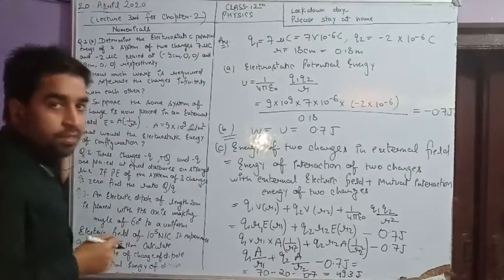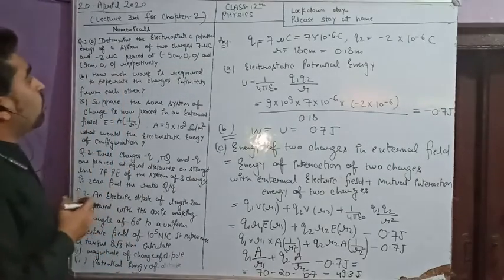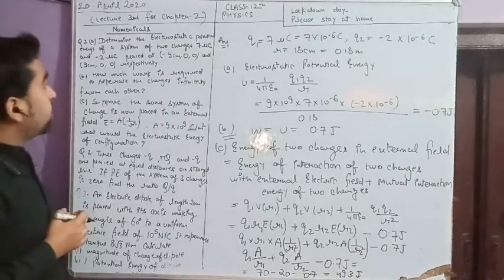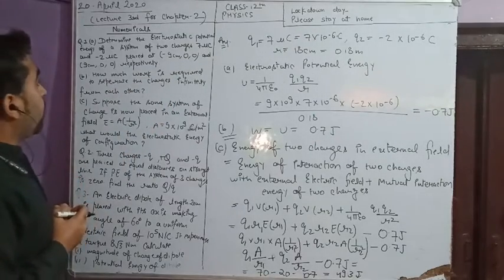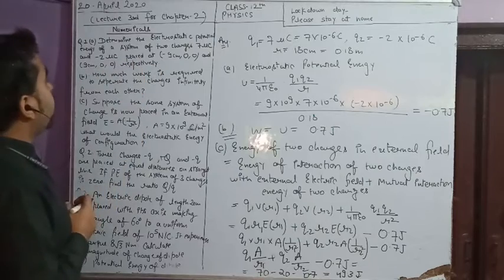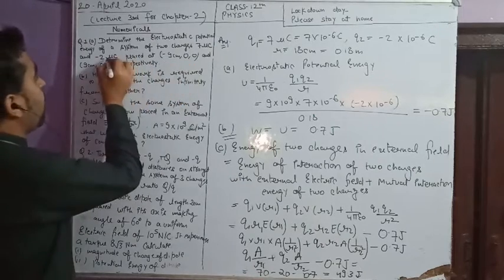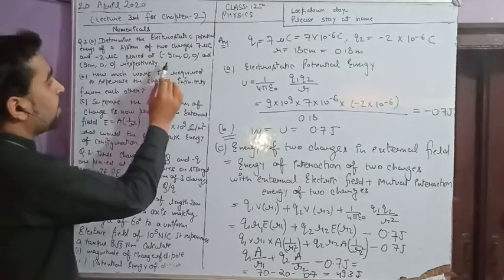Good morning, students. Now we are going to solve a few numericals. The numericals are already written on the board. So let us solve the first numerical. Determine the electrostatic potential energy of a system of two charges, 7 microcoulomb and -2 microcoulomb, placed at (9, 0, 0) and (-9, 0, 0).